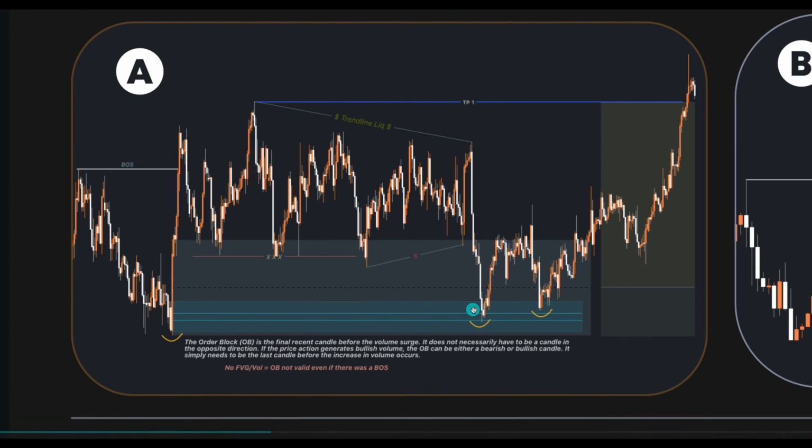So as you can see, price tapped into it once. What did it do? Came back again and tapped into it twice. This OB is the final recent candle before the volume surge. It does not necessarily have to be a candle in the opposite direction. If the price action generates bullish volume, the OB can be either a bearish or bullish candle. It simply needs to be the last candle before the increase in volume occurs, or can be either.